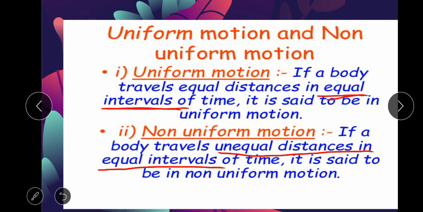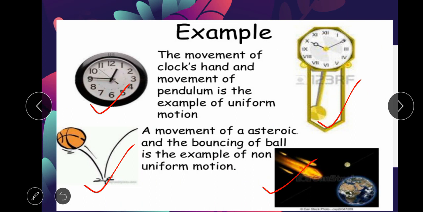Suppose a biker covers 3 kilometers in 5 minutes, in the next 5 minutes he again covers 3 kilometers, and in the next 5 minutes he again covers the same. Then this is said to be uniform motion. But if the same biker covers 3 kilometers in the first 5 minutes, 2.5 kilometers in the next 5 minutes, and 2 kilometers in the next 5 minutes, then this is non-uniform motion, because in equal time intervals he is covering unequal distances.